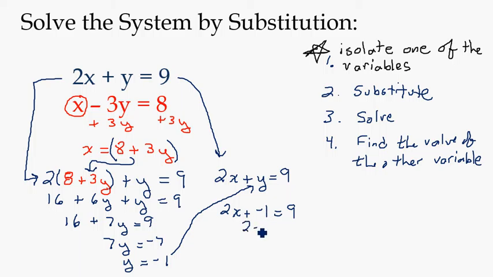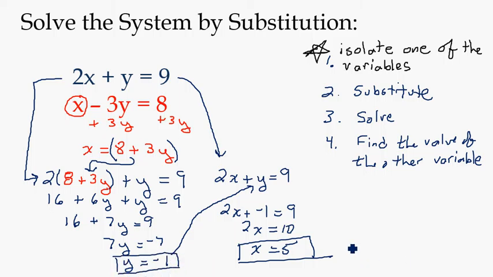So I'll add 1 over. I get 2x equals 10. Divide by 2, I get x is 5. Awesome. x is 5 and y is negative 1. That should be my solution, which we also can write as an ordered pair. A lot of times you'll see it this way: 5, negative 1. I always like to check my answers to make sure that I didn't make a little mistake. So let's go ahead and do that.